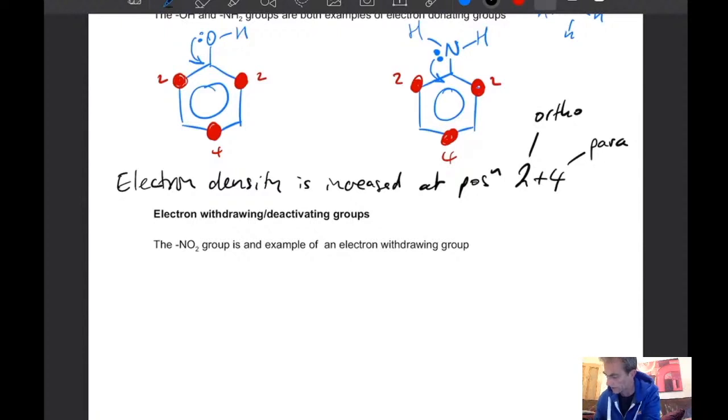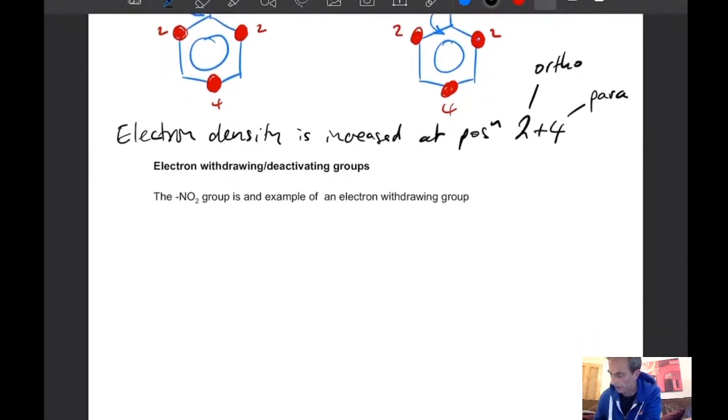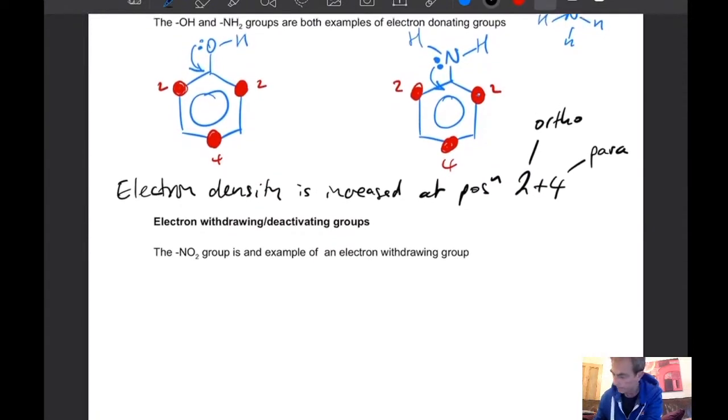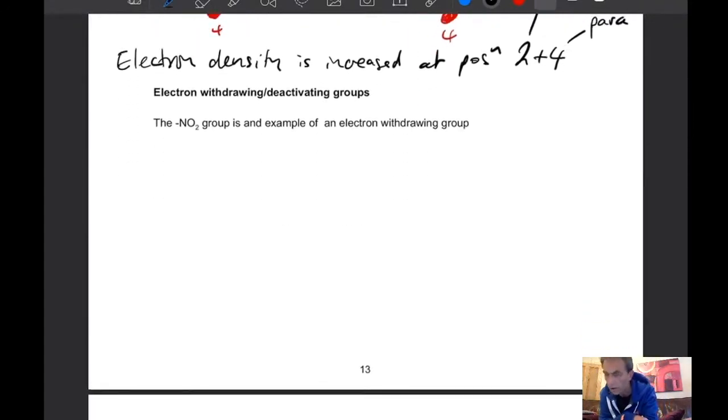So OH groups and NH2 groups are ortho and para directing. 2,4 directors. The other type of group that we need to know about are called electron withdrawing groups or deactivating groups. So the NO2 group is the only example that you need to know about from memory. That's classed as a deactivating group or a withdrawing group.